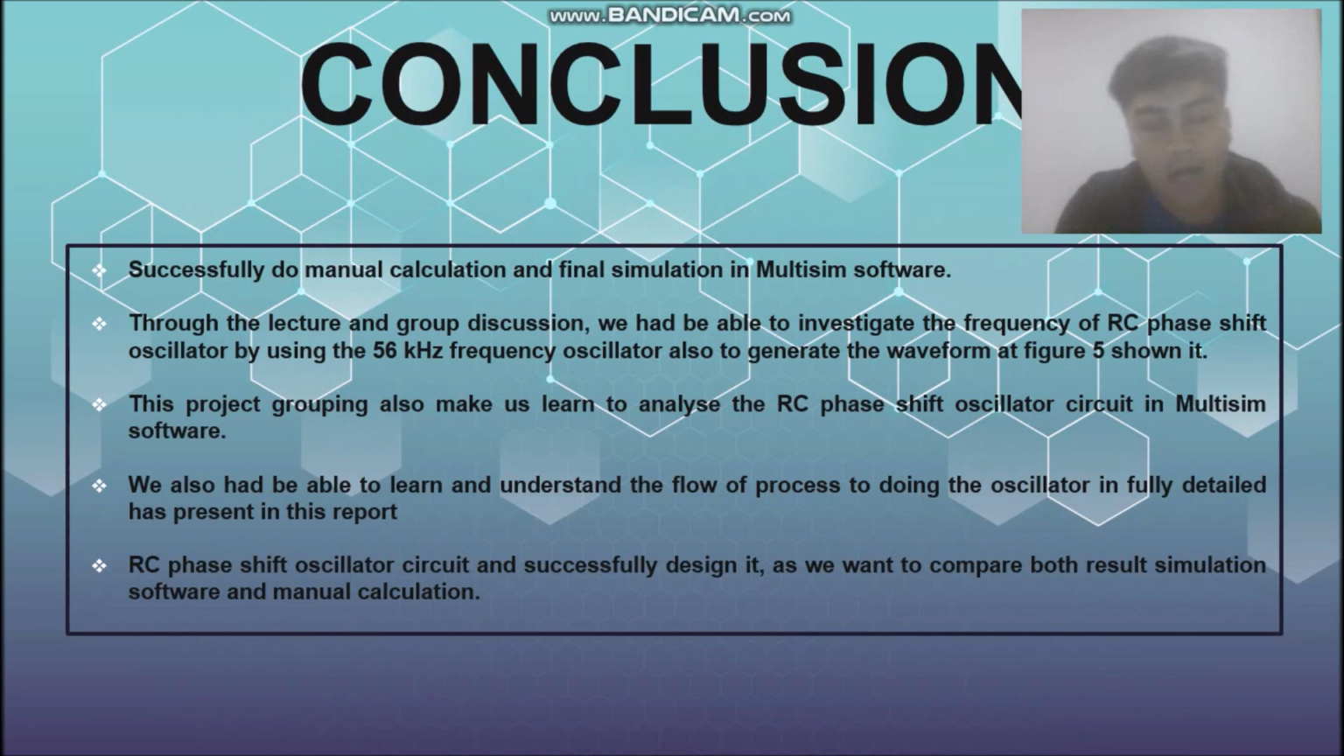From our report, we did the introduction about how we process our RC phase shift oscillator, from the first until the end. The last is that the RC phase shift oscillator circuit was successfully designed, as we wanted to compare both results, simulation software and manual calculation. Basically, the manual calculation supports whether the simulation software is correct or not. So we do the manual calculation to double-check that the frequency of the RC phase shift oscillator is correct.